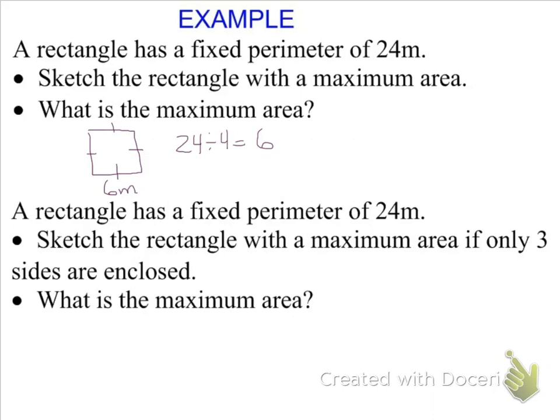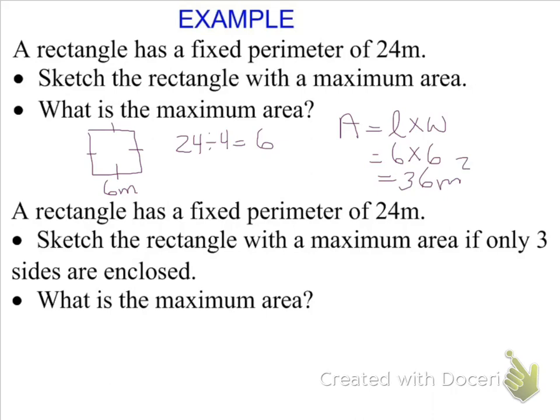The second question asks about the maximum area. So now we think about our area formula. Area equals length times width. And in this case, it's 6 times 6, because the length and the width are the same. So the maximum area is 36 meters squared.